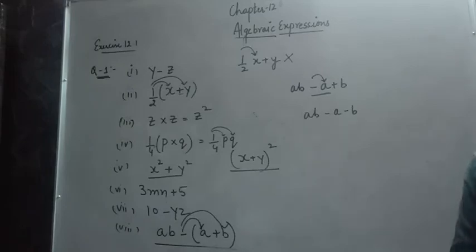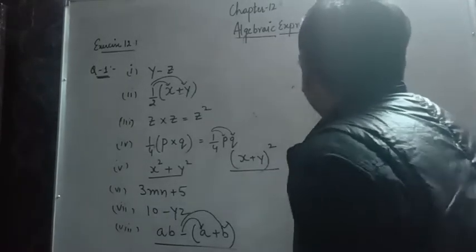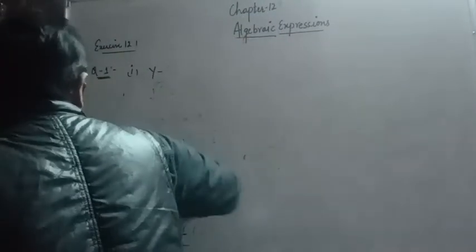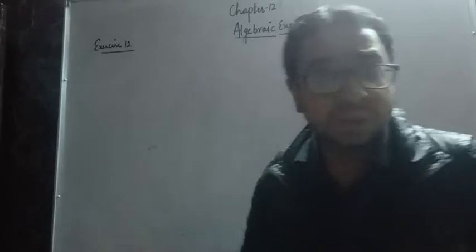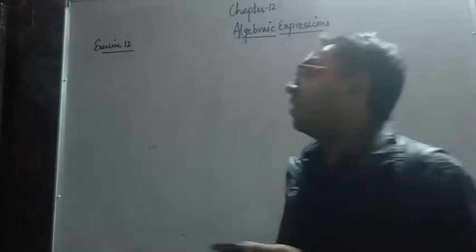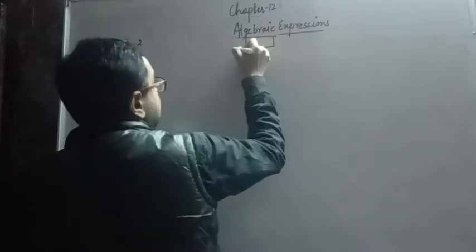So with this our exercise 12.1 is over. Let's move on to the concept, exercise 12.2, operations on algebraic expression. See, we can do addition, multiplication, subtraction, division of algebraic expression. We will be given 2 algebraic expressions, or maybe 3 or 4, and we have to apply the operations. But in class 7, we have only 2 operations to do, that is addition and subtraction.